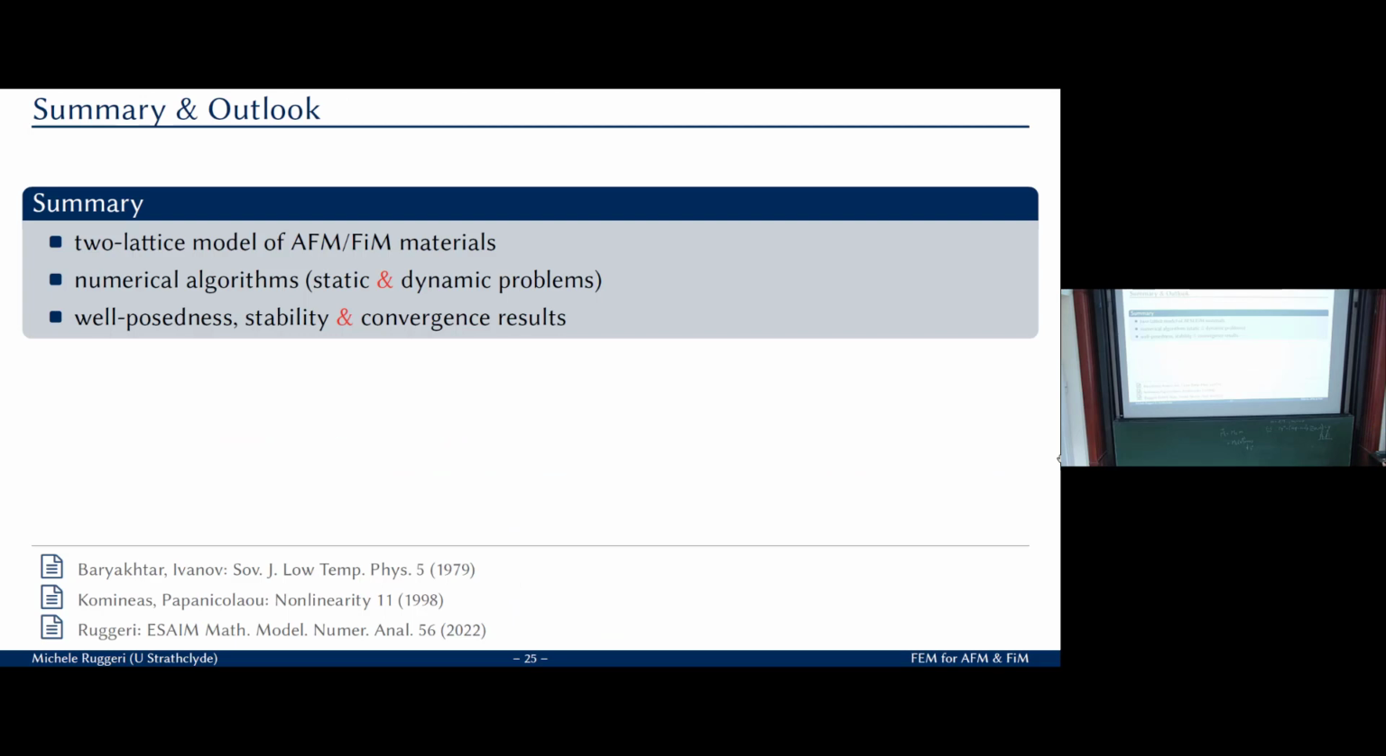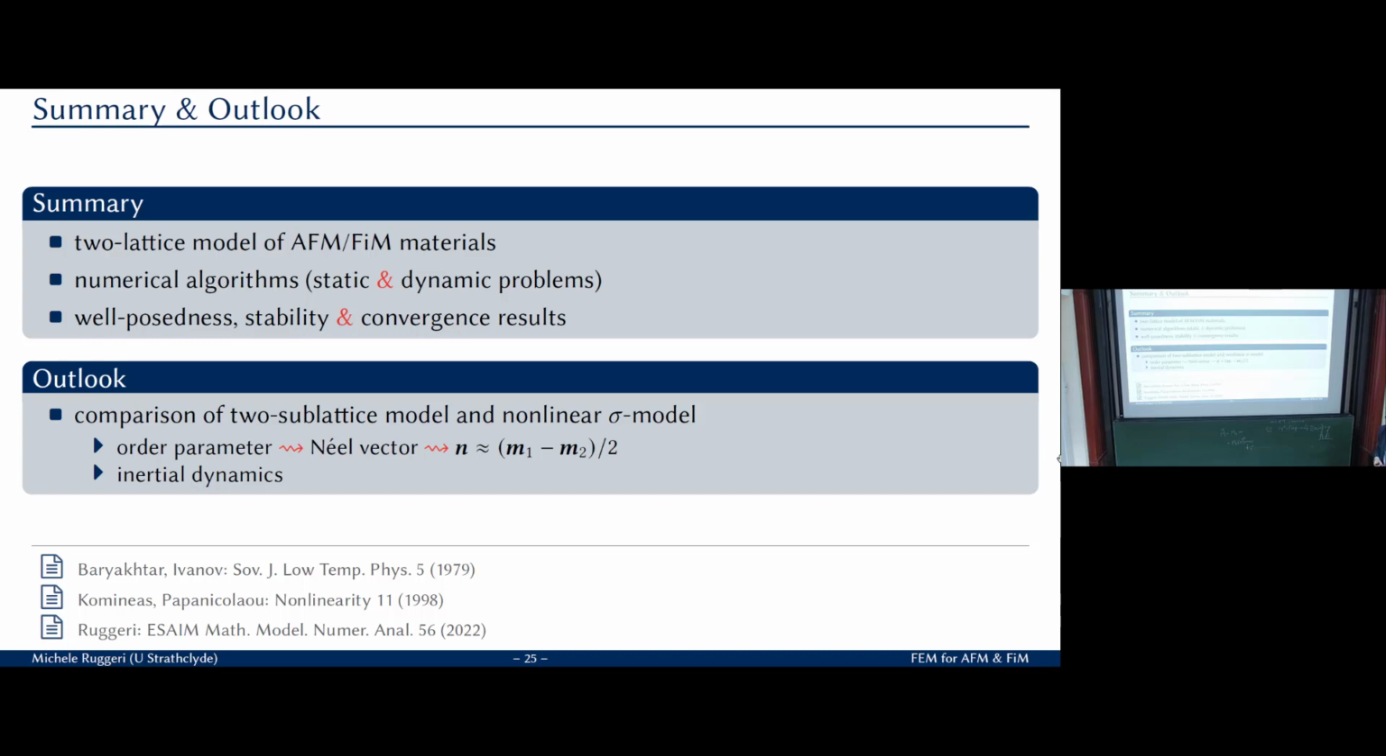So, some conclusions. I presented this model, this two-lattice model for antiferromagnetic and ferrimagnetic materials. I described numerical algorithms for them, for both the static case and the dynamic one, focusing on the first one, which is a kind of preparation for the second one, actually. And for these algorithms, we can prove well-posedness, stability and convergence results. What I'm doing now is planning to conclude the theory, first of all, and doing more, maybe physically meaningful, numerical experiments.